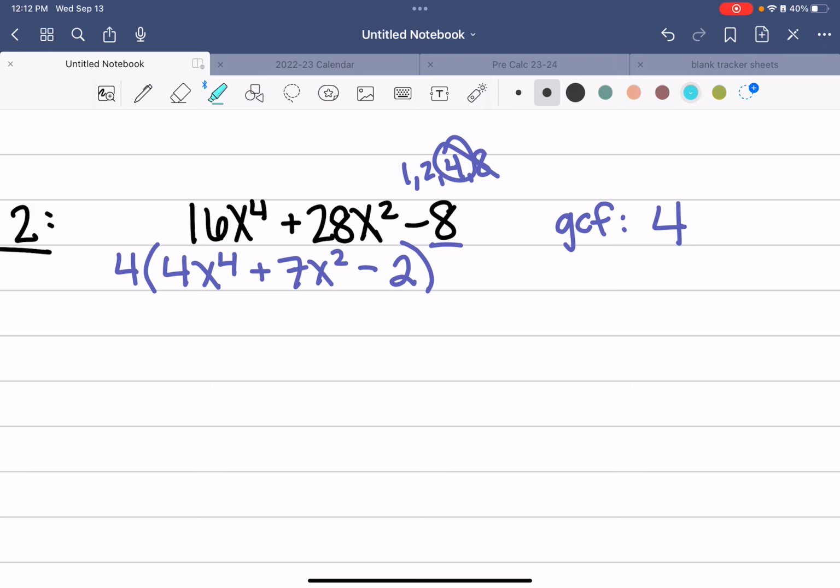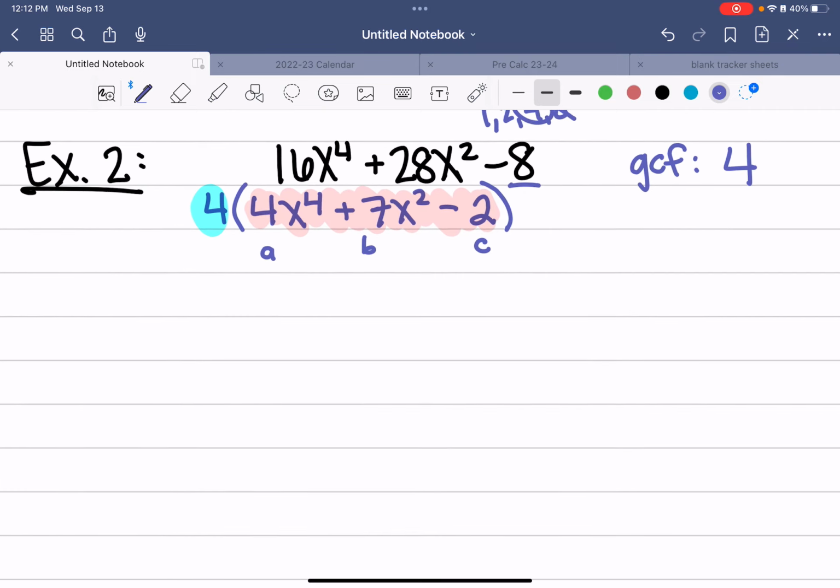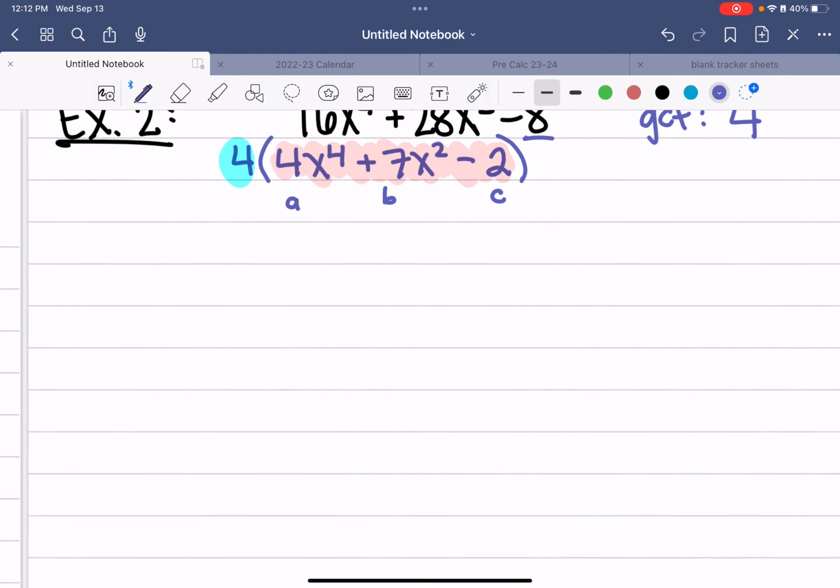Now I know that I've already factored out my GCF. I don't need to use that again until the answer. Now I'm going to look inside my parentheses here at my new trinomial. This is the factor I'm now going to focus on trying to factor. Because it's a trinomial, I'm going to label it ABC. It's in standard form. And what we're going to do is make a multiply add chart.